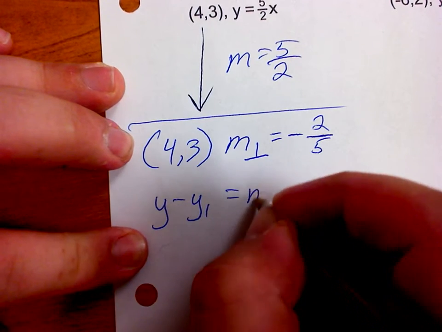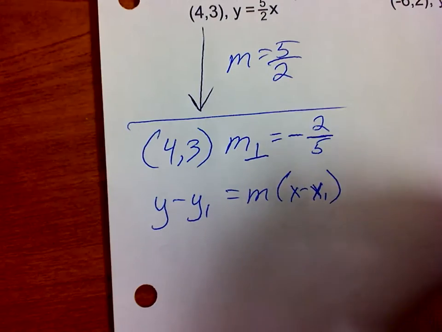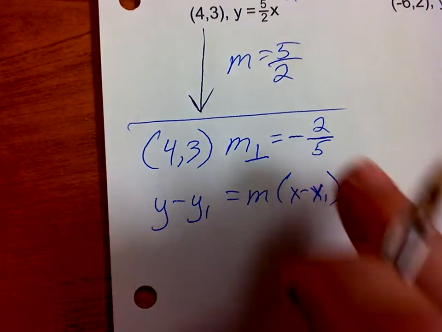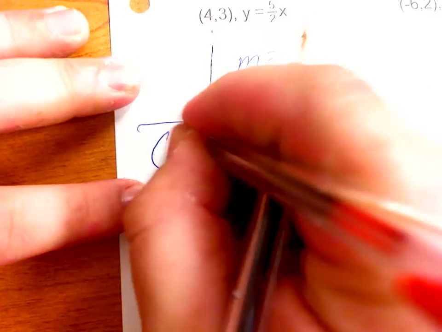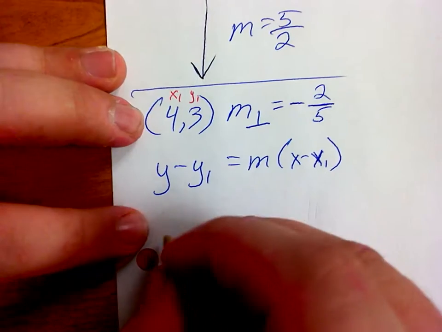Y minus y1 equals m times the quantity x minus x1. Plug in what we know. That's the slope. This is our x1, y1. And plug in our information.